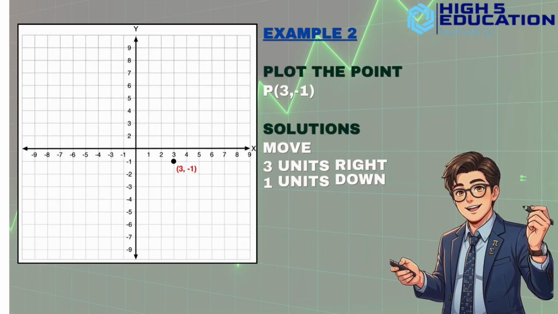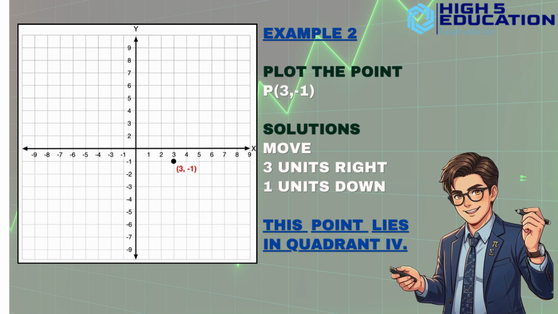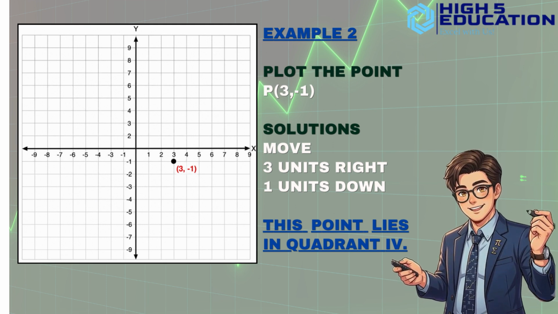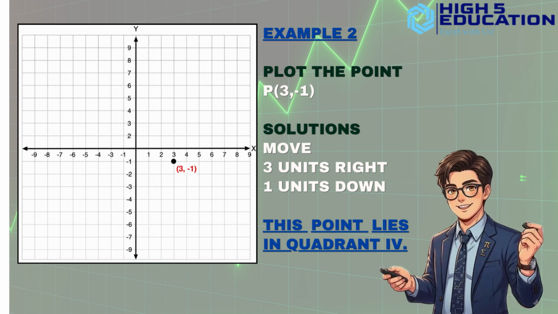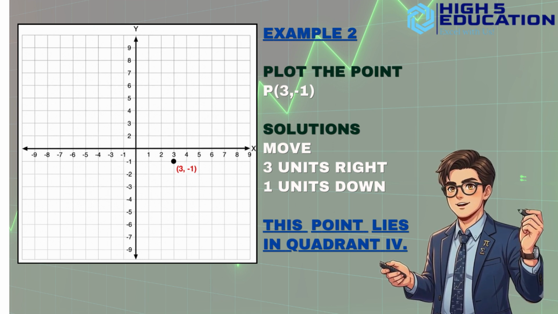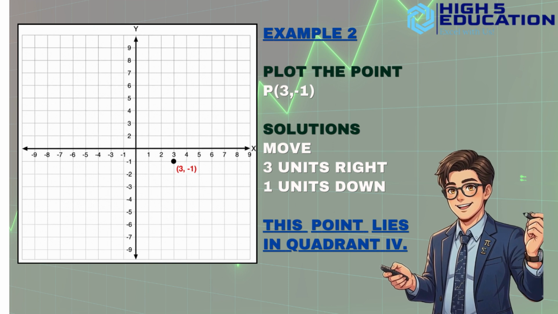Let's try another example. This time, instead of plotting a point from its coordinates, we'll identify the coordinates based on the directions. The point is located 3 units to the right, 1 unit down. Let's solve it step by step.